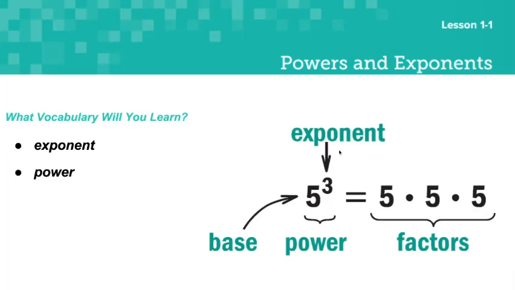The next vocabulary is power. A power is represented with a base number and an exponent. As you can see in the picture, this is the power. The third vocabulary is base. What is the base? The base is the number that tells what number is being multiplied. Evaluate. Evaluate is the result of an expression. We don't see the evaluate in the picture, but we'll study it when we continue the lesson.